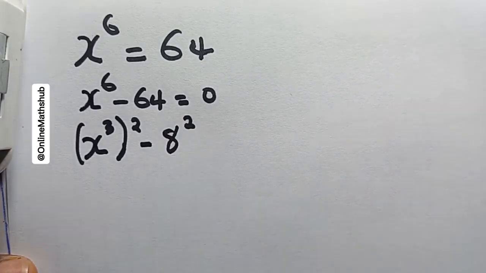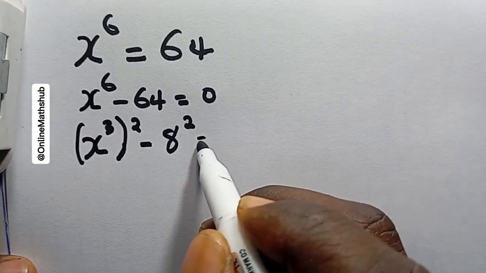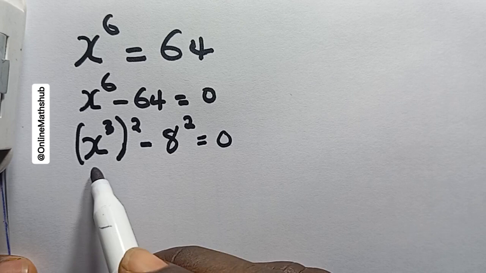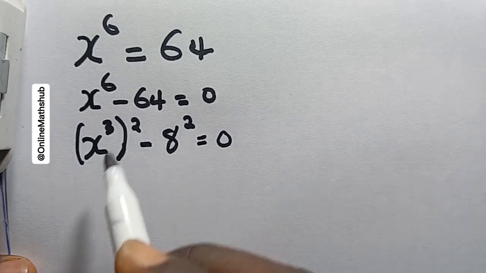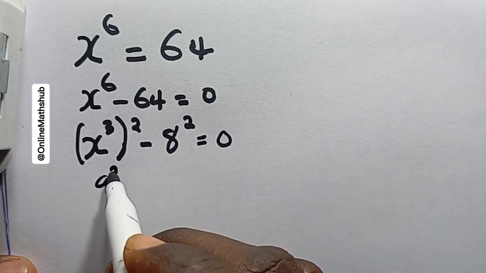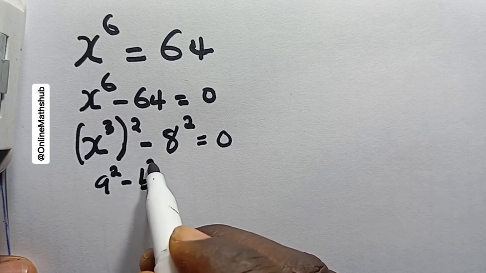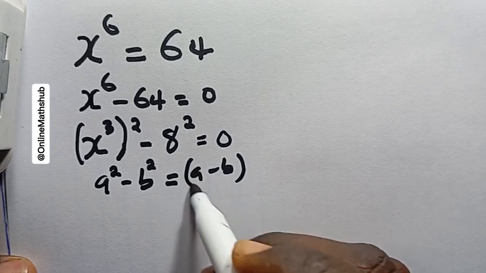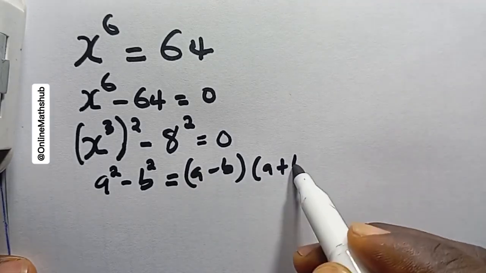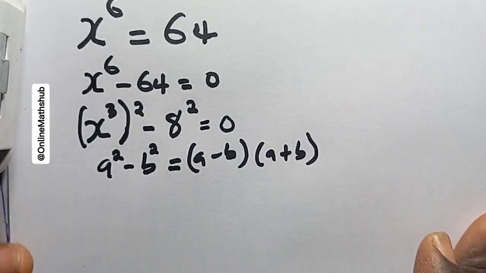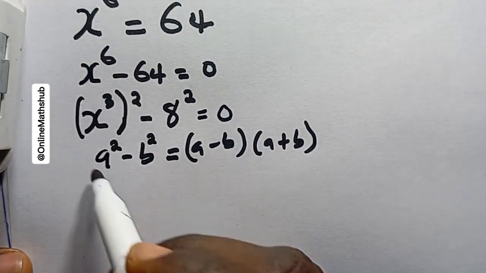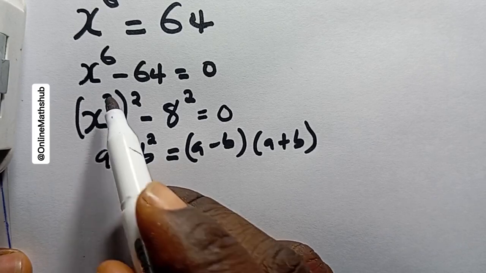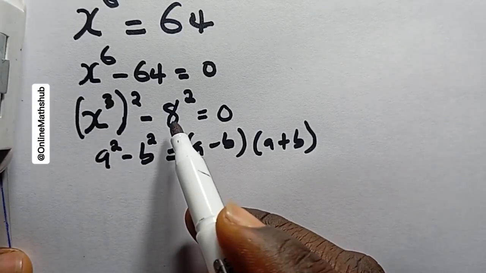Okay, so the idea is I want to use the rule of difference of two squares. You can see I've got one square here and another one, and I can remember that if you have a power 2 minus b power 2, you can expand this to be a minus b, and then of course multiply by a plus b. So this is the rule I'm going to be using to expand this. If I apply that, in this case you can see that a is equal to x power 3 and b is equal to 8.